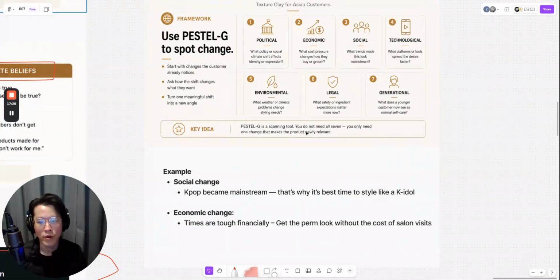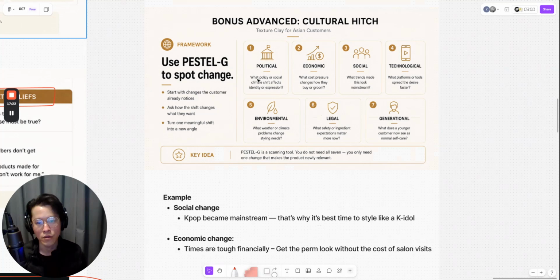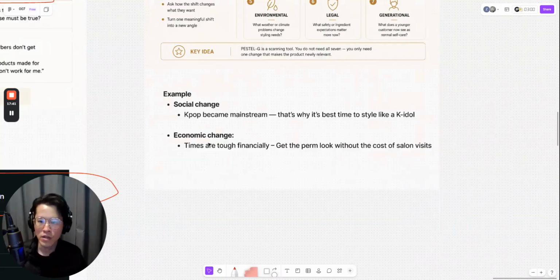And essentially, the way to use this is to look at the changes that are salient and the ones that the customers are familiar with, and then draw the connection between those, the impact of these changes to why the product that you have now is compelling and it should be taken seriously. So I'll give you an example.